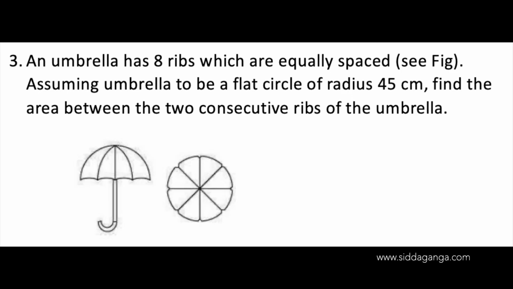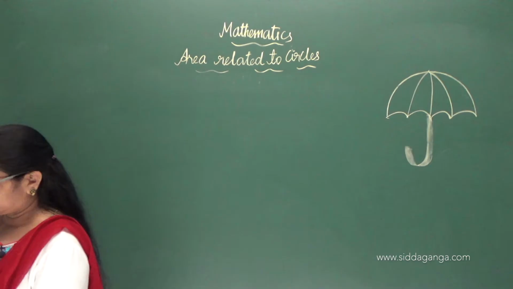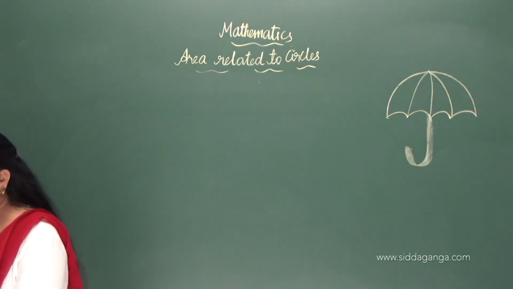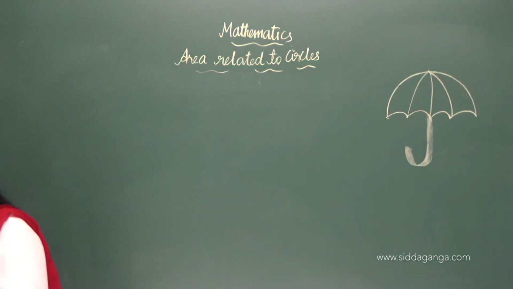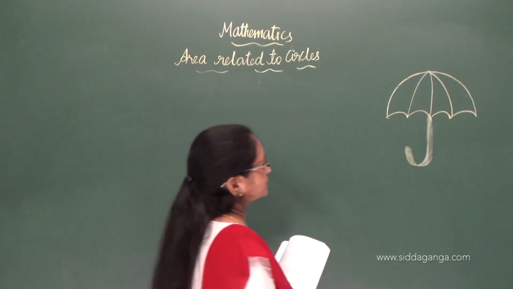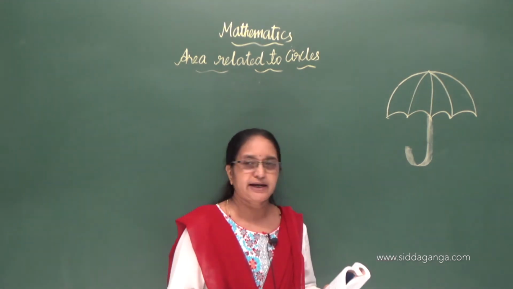See here, an umbrella has 8 ribs which are equally spaced. Assuming umbrella to be a flat circle of radius 45 centimeter, find the area between the 2 consecutive ribs of the umbrella. See here, we have 8 ribs here.